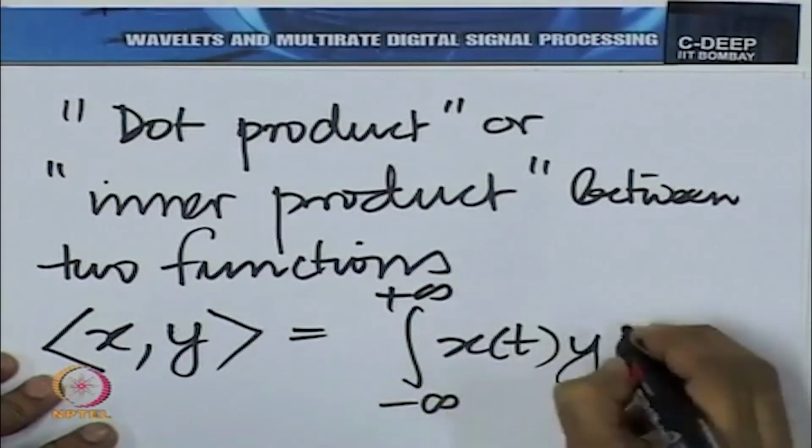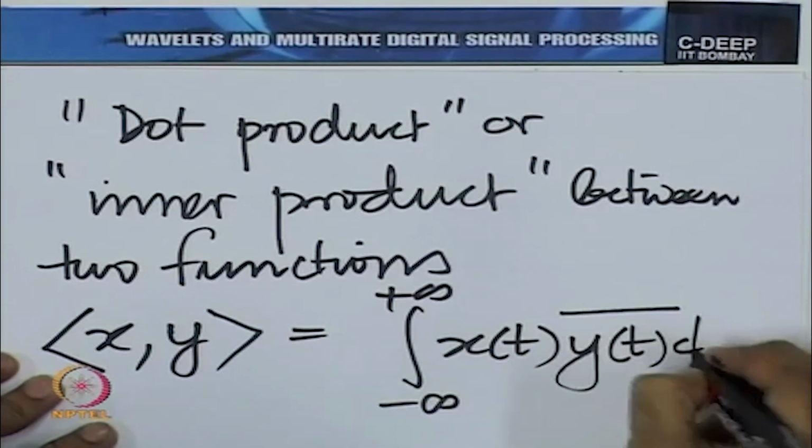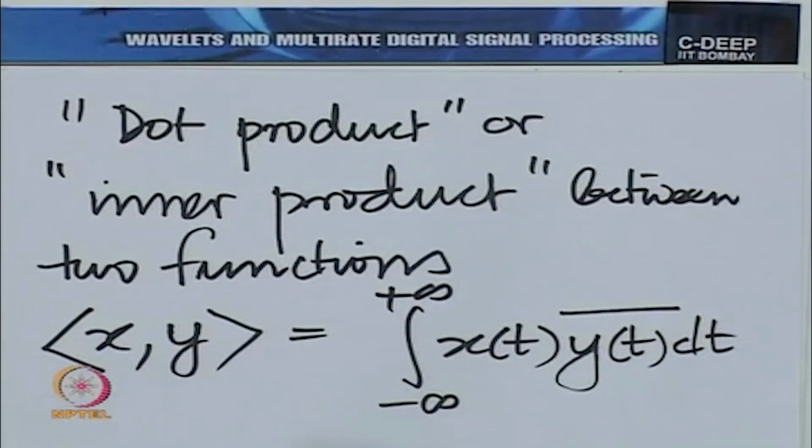So, integral of x(t) y bar(t) dt. Taking that idea further of multiplying corresponding coordinates, and instead of summing, you now integrate. So, the integral replaces the operation of summation here.